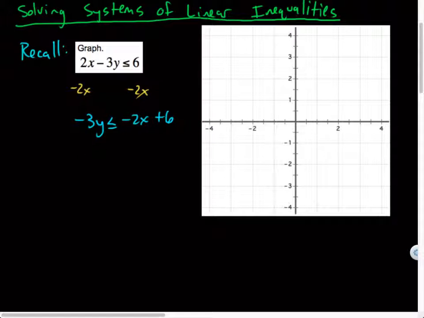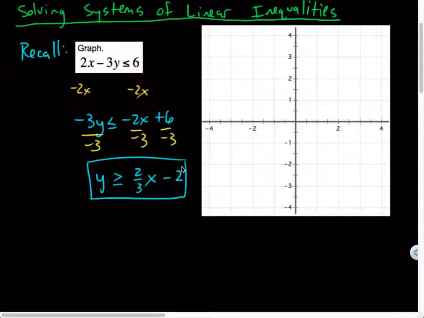Now, how would I solve for y? Divide by negative. Guys, wait a minute. I think we just said divide and negative in the same sentence when talking about an inequality. You better believe we'll flip that inequality. Bam, flip it like a pancake. Here we go. So this is what I got. y is greater than or equal to 2/3 x minus 2.